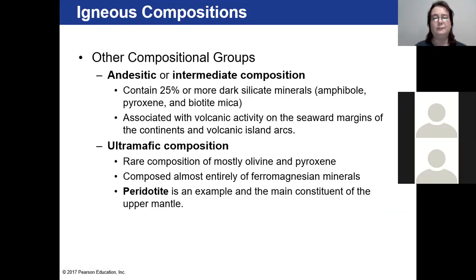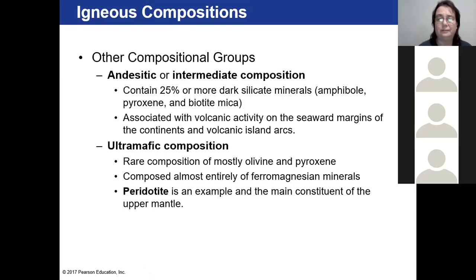Intermediate is just going to be the black and white or light gray crystals. And intermediate is also called andesitic because most of this rock that we've seen comes from the Andes Mountains. The Andes Mountains produces a lot of this composition. So the Andes are along the ocean margin of South America. So that's the seaward margin of the continent. And then ultramafic, rare on the surface, but olivine and pyroxene.